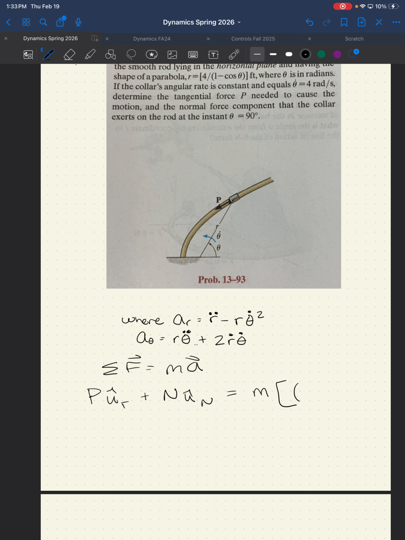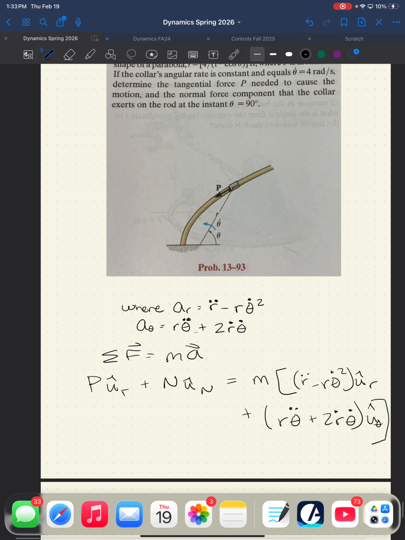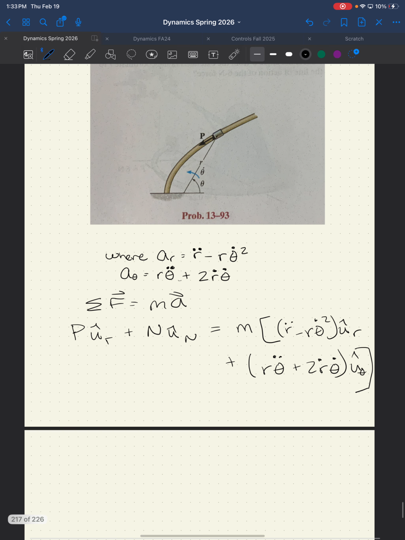Let's draw both coordinate systems again. U hat r. U hat theta. U hat tangent. U hat normal. And in fact, I'm going to draw the negative directions for each of these vectors as well.